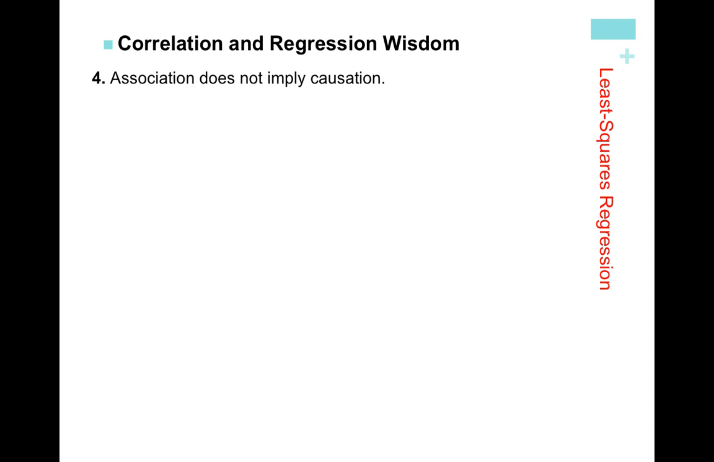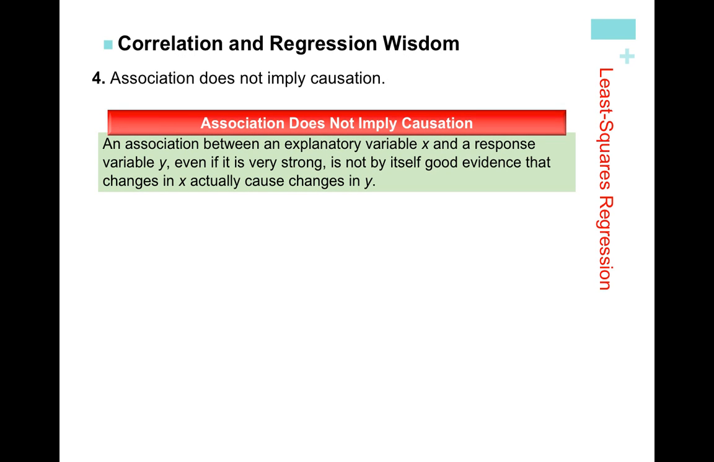Just because you see an association between two values or two variables does not mean that one causes the other. So we do want to be really careful about trying to say something causes something else. When we get into chapter 4, we will talk more about some things that need to happen with experimental design in order for us to try and imply causation.